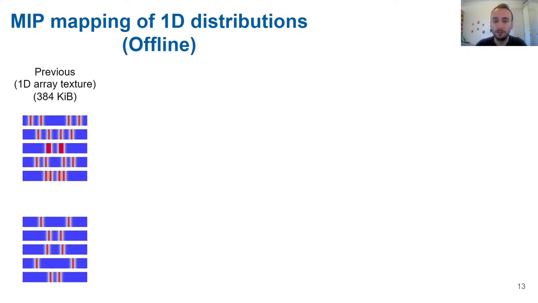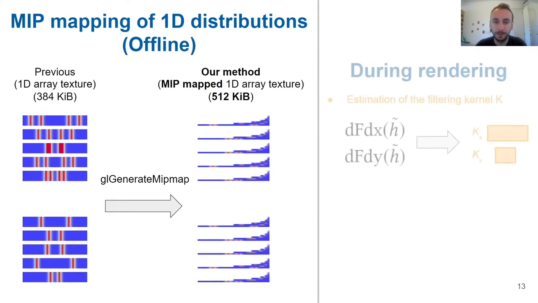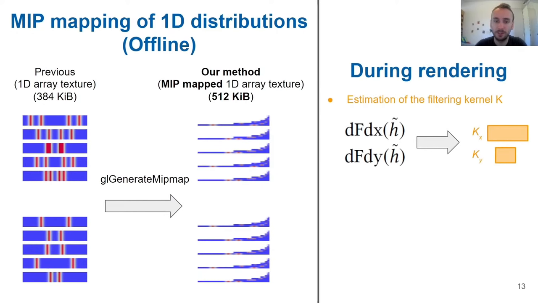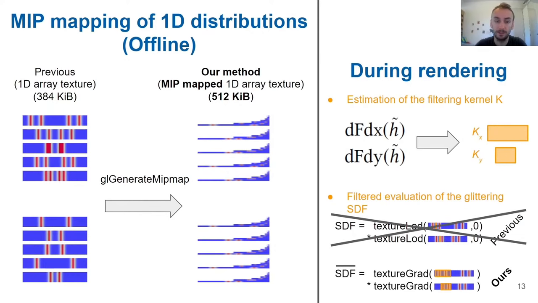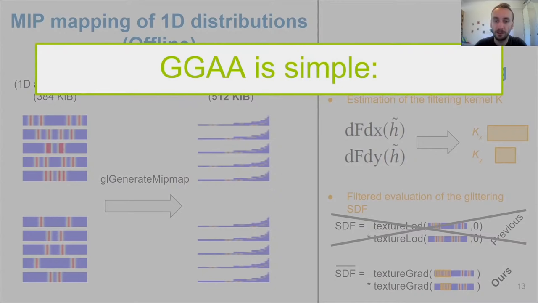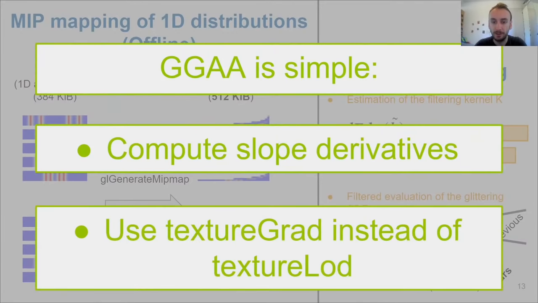In the method of Sherman and colleagues, the 1D distributions were stored in an OpenGL 1D array texture. So, we pre-filter these textures before rendering with glGenerateMipmap. Then, during the rendering, we evaluate the size of the kernel with the OpenGL functions dFdx and dFdy. Finally, we evaluate the glittering SDF. Before, an evaluation for a discrete slope was done with a textureLod call. We replace this OpenGL call by a textureGrad call to evaluate the 1D distributions with the Kx and Ky filter kernels. Our method of glint anti-aliasing is therefore relatively simple. We need to compute the finite pixel-to-pixel slope differences, then filter the 1D SDFs on the fly using textureGrad instead of textureLod.